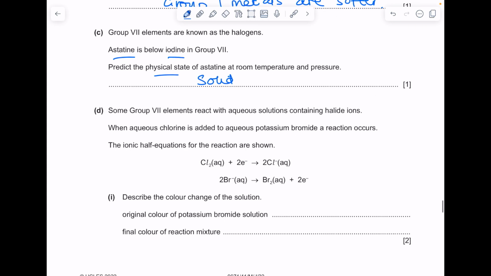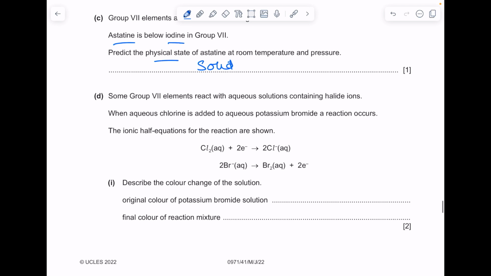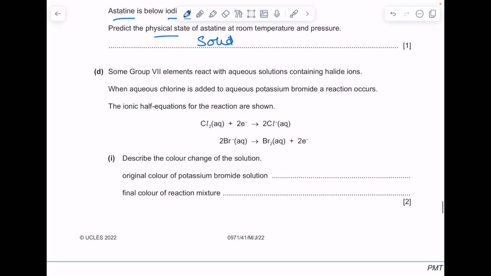Some group 7 elements react with aqueous solutions containing halide ions. When aqueous chlorine is added to aqueous potassium bromide, a reaction occurs. The ionic half equations for the reaction are shown. Describe the colour change of the solution. So you go from having effectively potassium bromide to producing bromine. So you'd expect that potassium bromide to start off as being colourless, and then the final mixture will be brown.